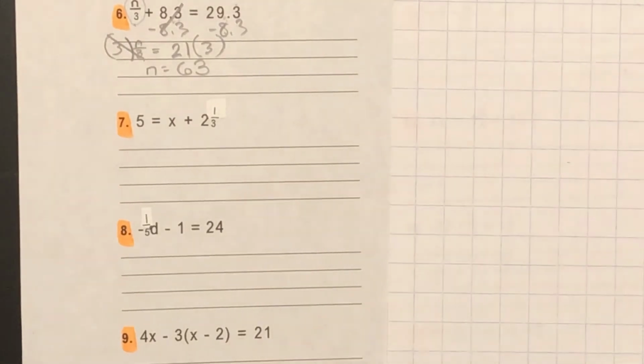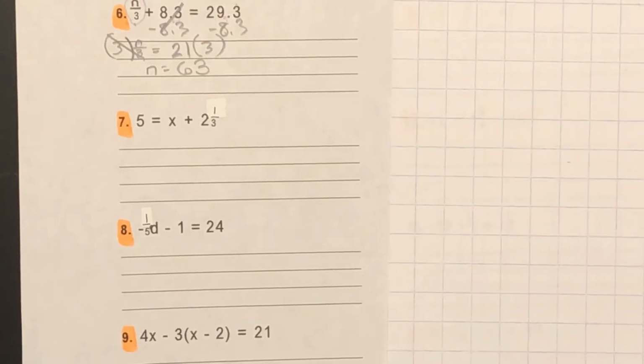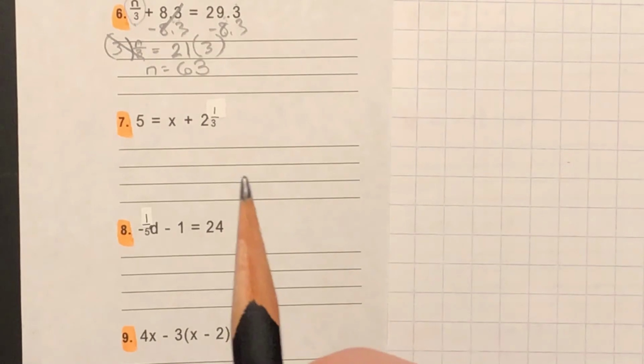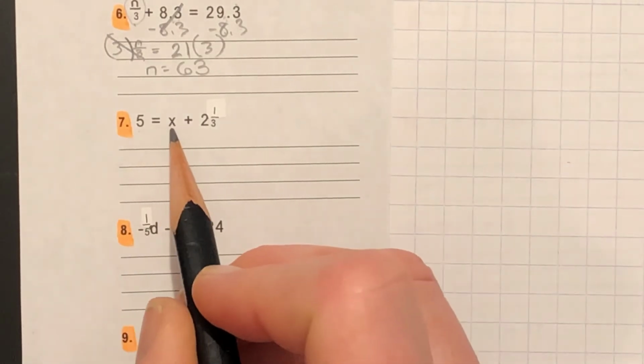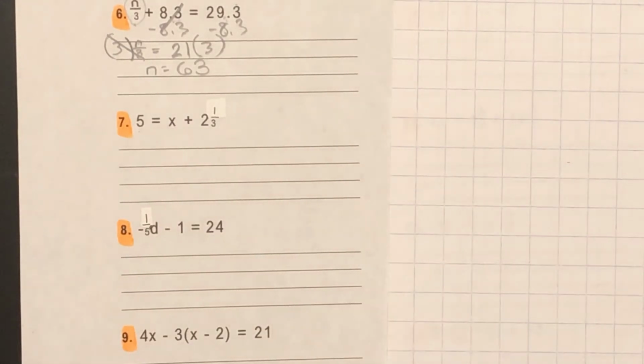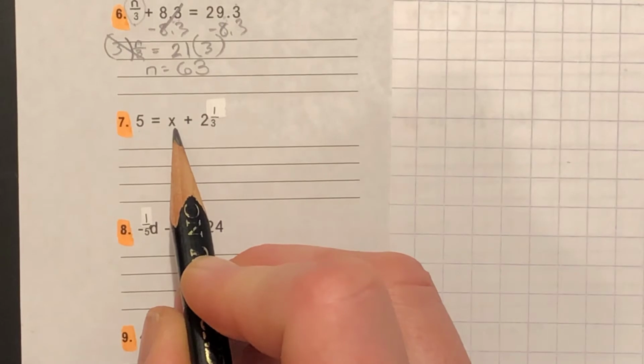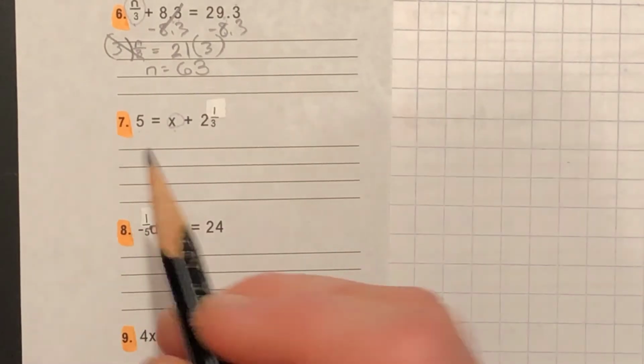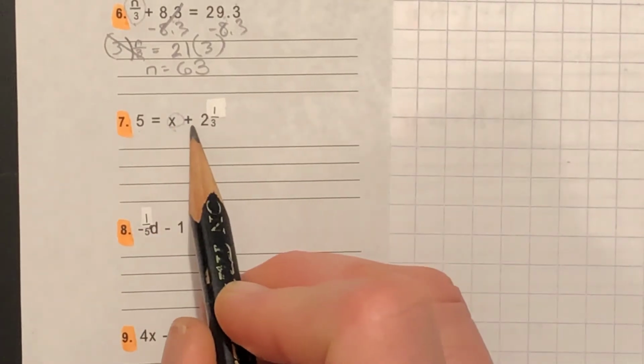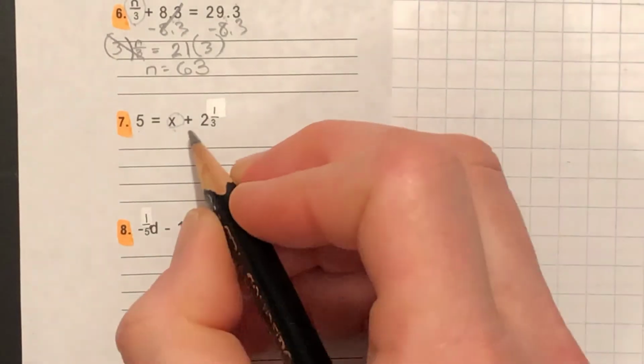Okay, number 7. We've had combined like terms, we've had distribution, we've had decimals, now we have fractions. 5 equals x plus 2 1/3. Since my x is on this side, it's my only variable, I'll just keep the x over here and isolate it on this side, which is fine. So I will subtract 2/3 from both sides.